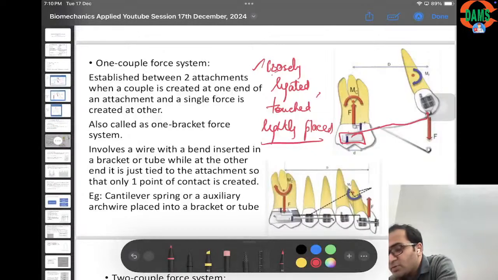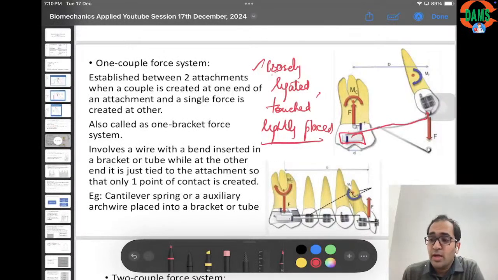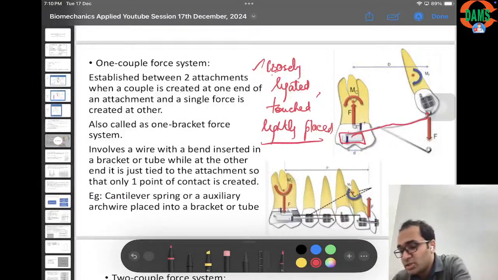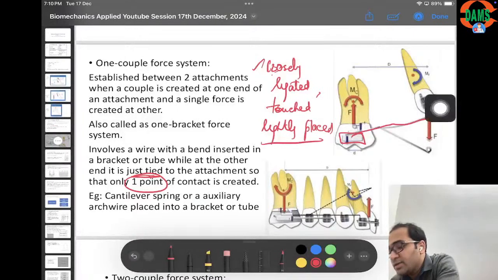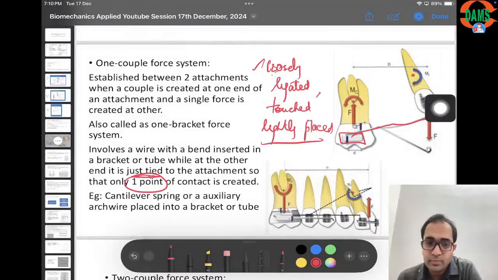These are the common words which are used to describe the engagement of the wire inside the other bracket slot. So it involves a wire with a bend which is inserted in a bracket or tube, while at the other end it is just tied to the attachment so that only one point of contact is created. The example of this one couple system is the cantilever spring or auxiliary archwire placed into a bracket or a tube.